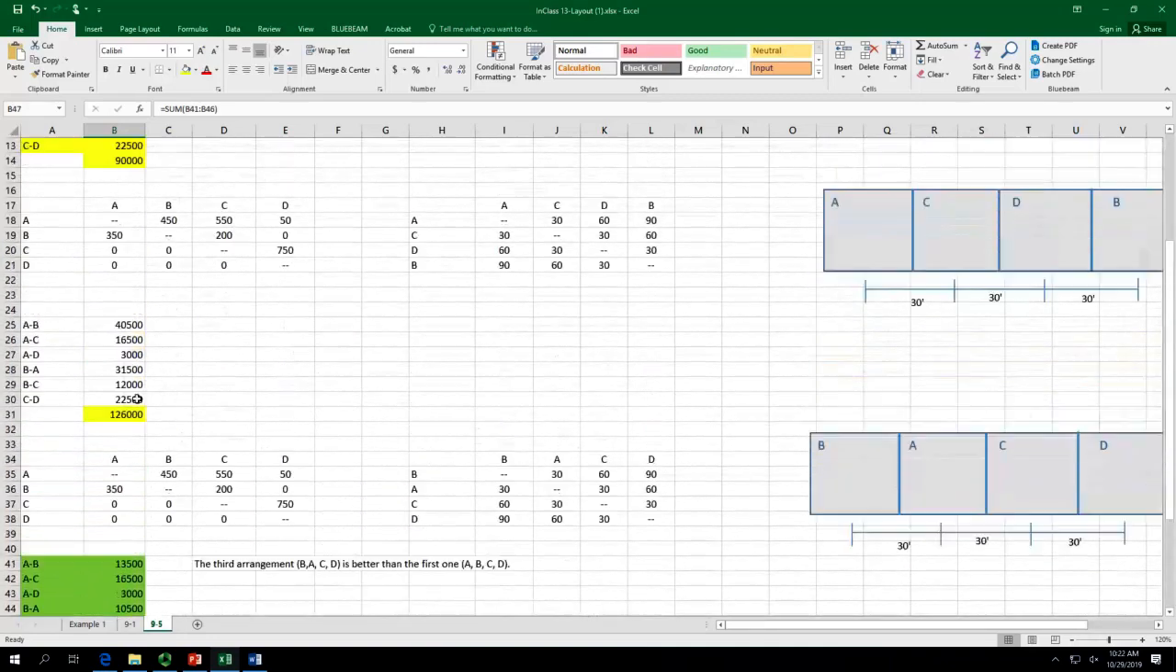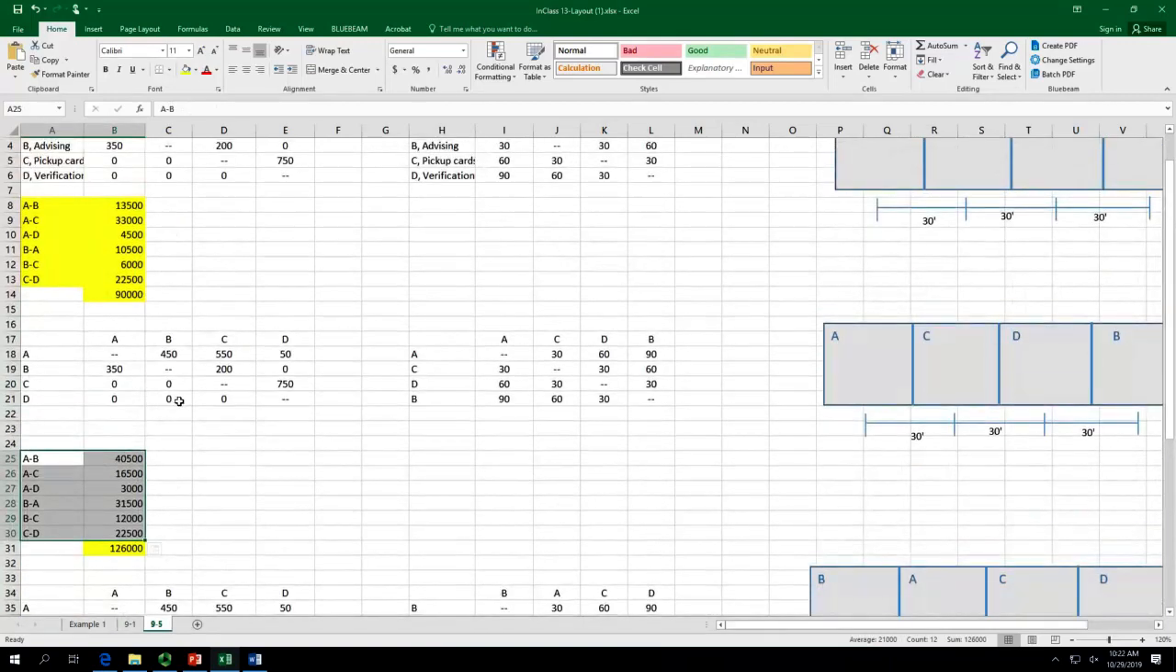And also I provide a different example. It is ACDB. Now you see layout indeed impacts your movement and material handling cost.